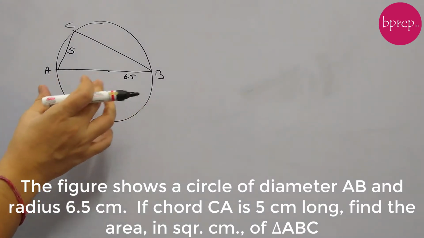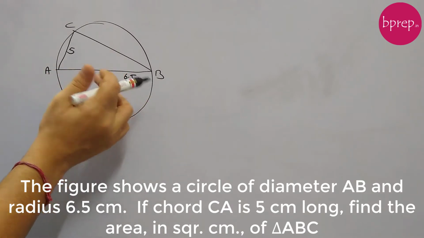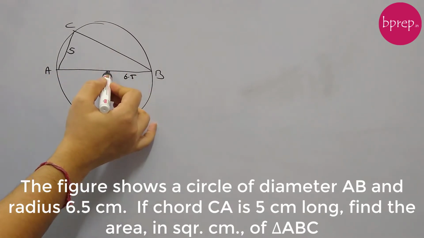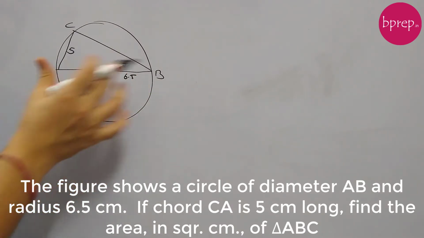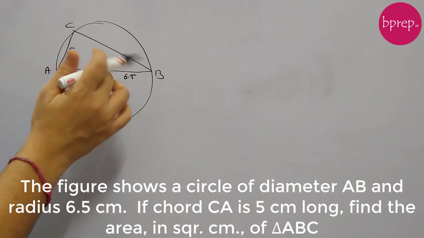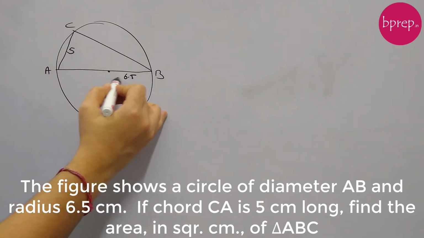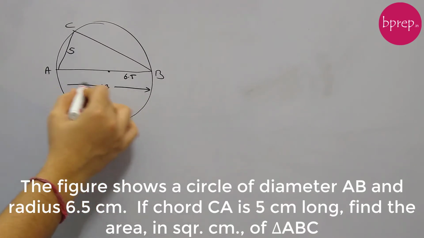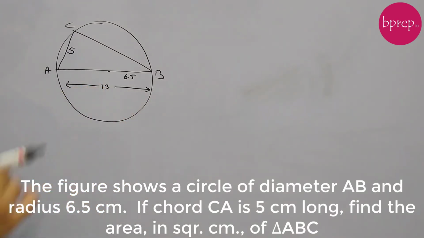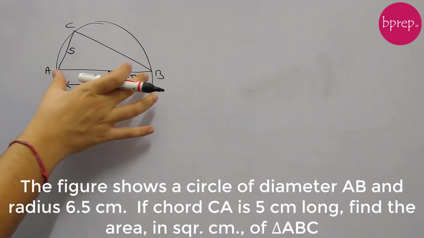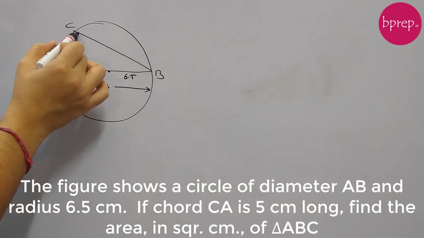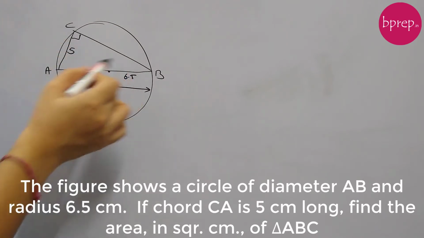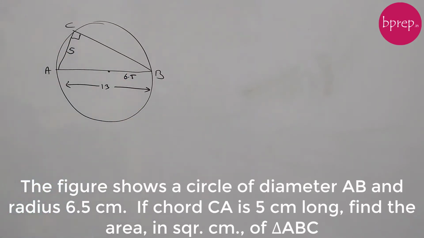So we know this line AB is passing through the center, so it must be the diameter of the circle, and the length of the diameter will be 6.5 into 2, which is 13. Right, and because we know that a diameter subtends a 90-degree angle on the circle, ACB will be a right angle triangle, and hence we can easily find out the area from here.